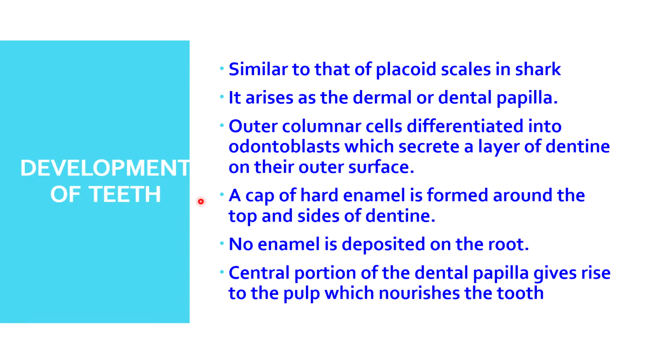And the development is similar to the placoid scales in shark. First it arises as the dermal or dental papilla. Outer columnar cells differentiate into the odontoblasts, which secrete a layer of dentine on their outer surface. Outer to the dentine, a cap of hard enamel is formed around the dentine, and the enamel is not produced over the root portion. The central portion of the dental papilla gives rise to the pulp which nourishes the tooth.